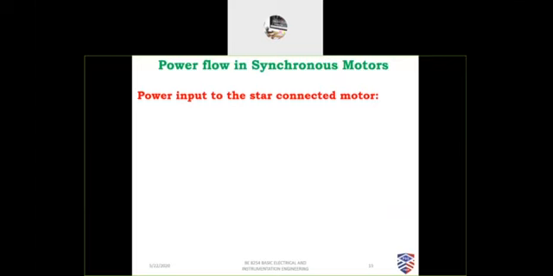Then power flow in synchronous motor. Input is root 3 VL IL cos phi, and we said already that in general it is going to be star connected. So root 3 V phase and I phase. If it is star connected, the V phase will be equal to VL by root 3. So then root 3 VL IL cos phi. If it is delta connected, I phase will be equal to IL by root 3. Again the same equation will come.